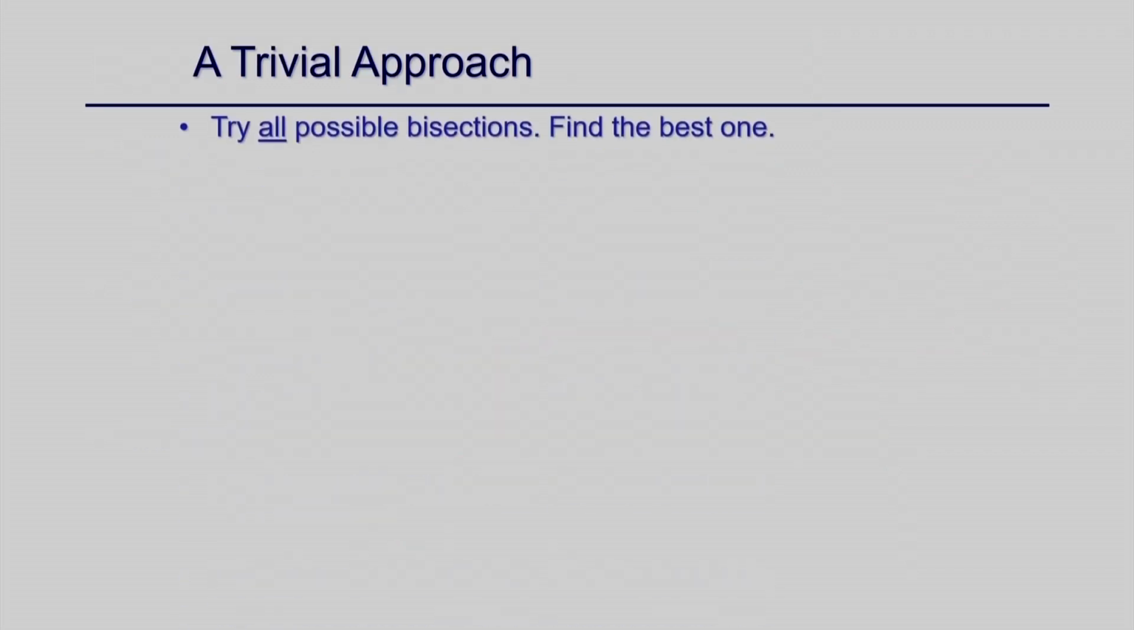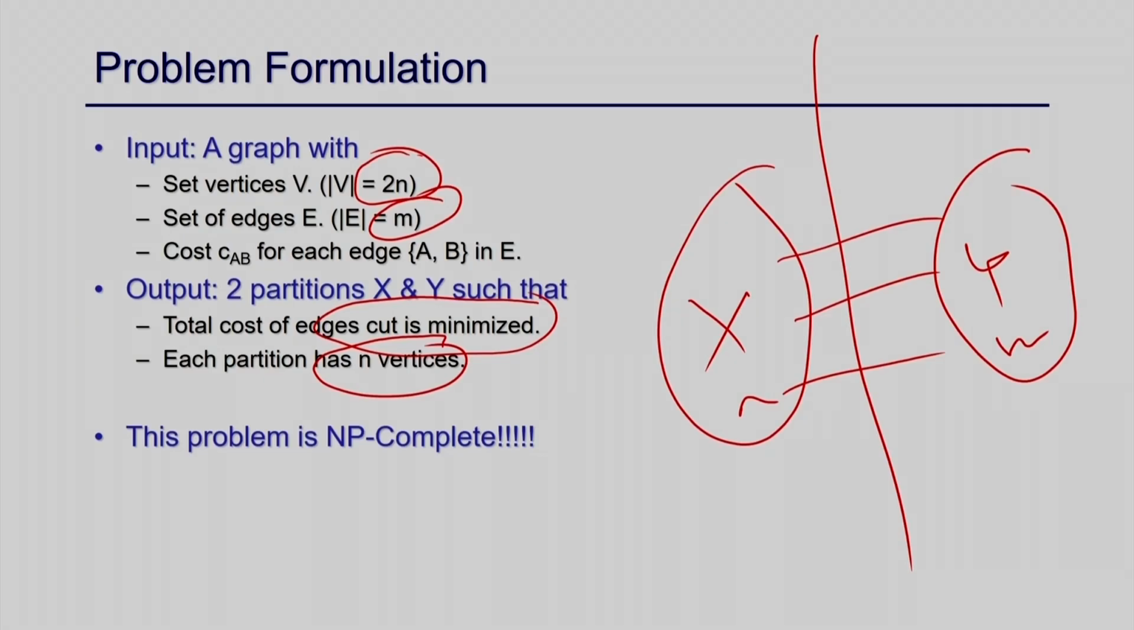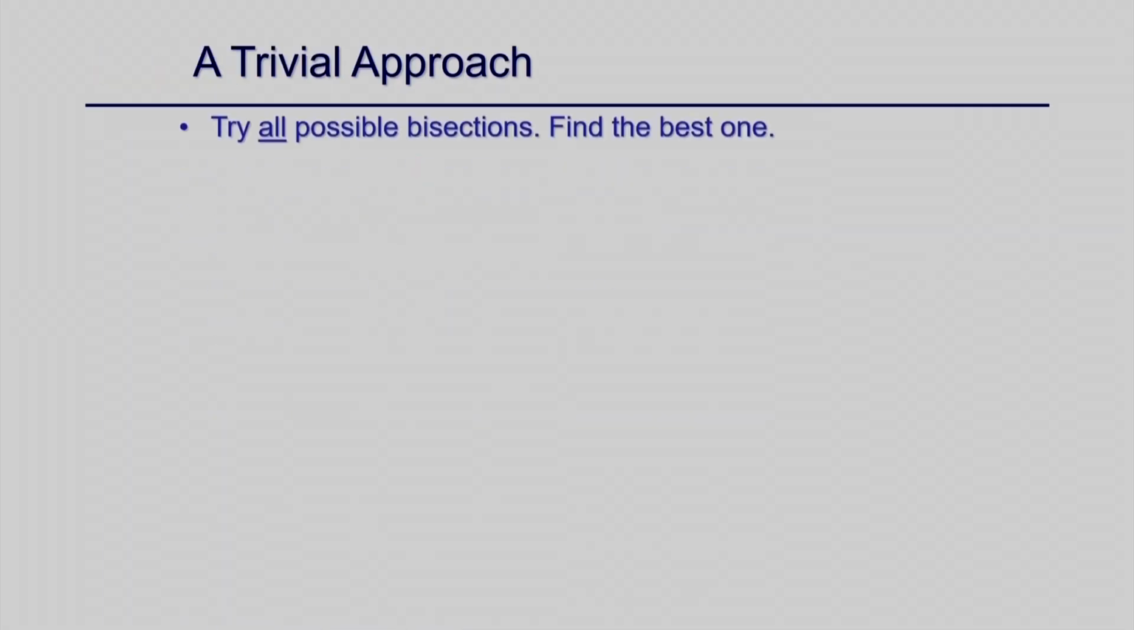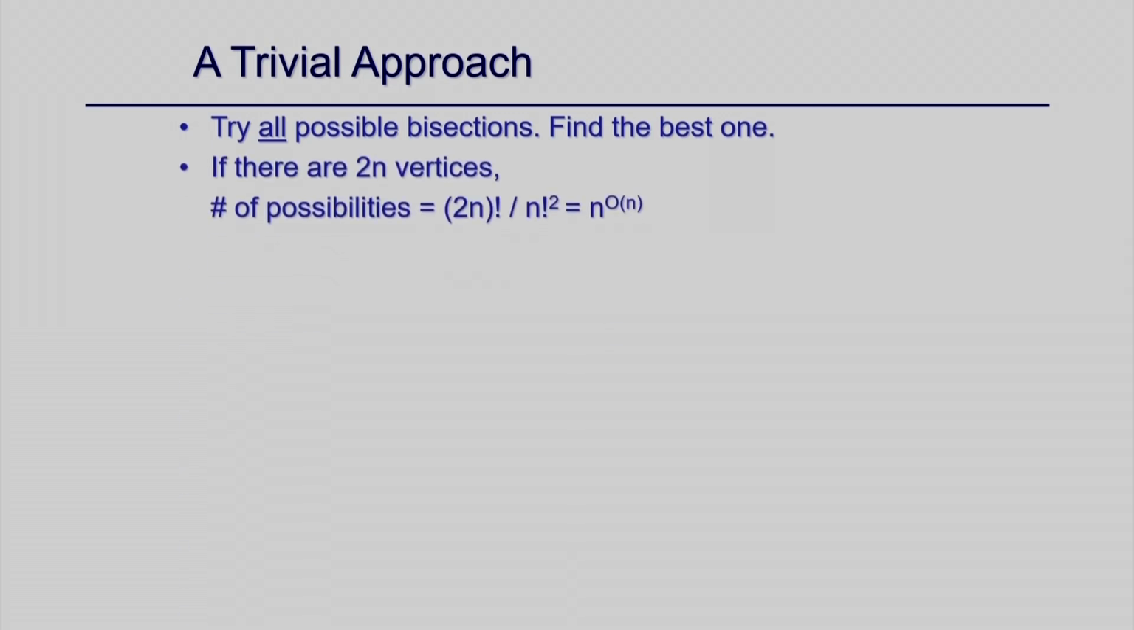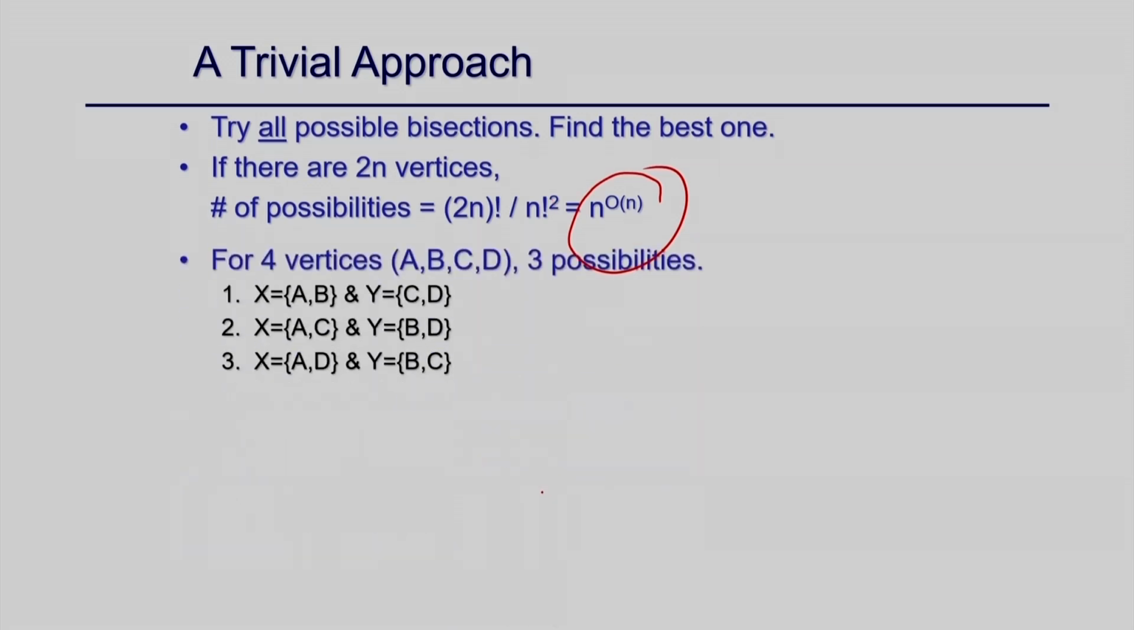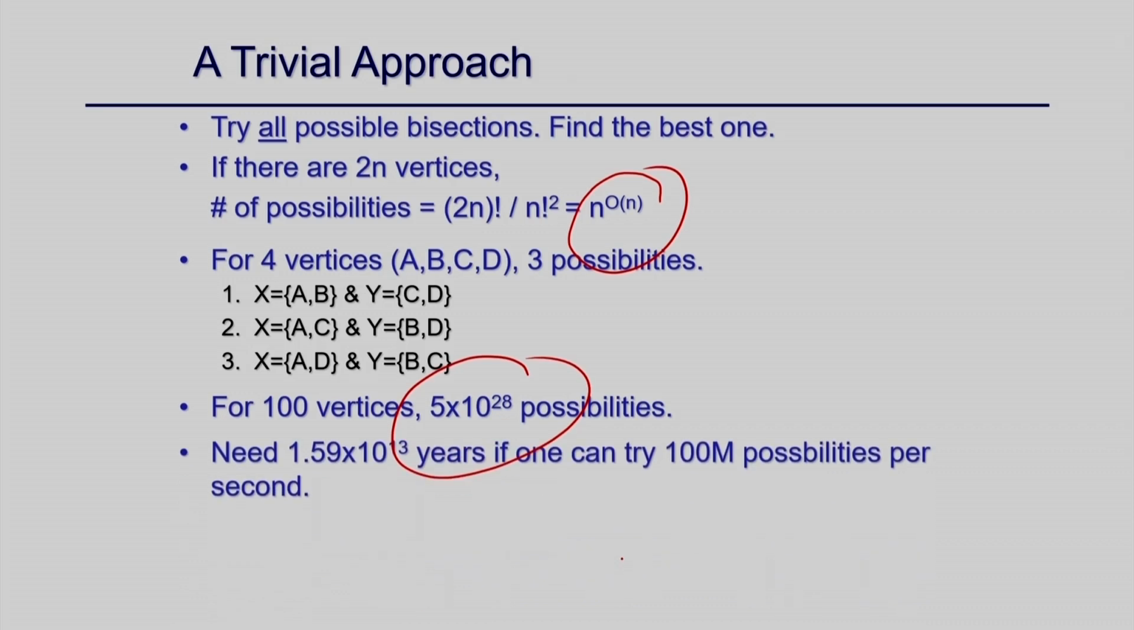If you think about how it should work, you might try all possible partitionings. A trivial approach would be to make all possible bisections of your circuit and then find the best one. Now, there are 2n vertices, so the number of possible combinations is huge. For 4 vertices it is fine, there are 3 possibilities, but if your circuit has 100 vertices, the number of possibilities is about 5 times 10 to the power 28, which is huge.